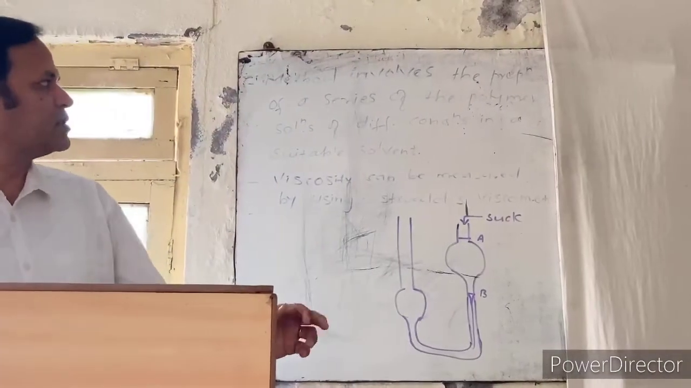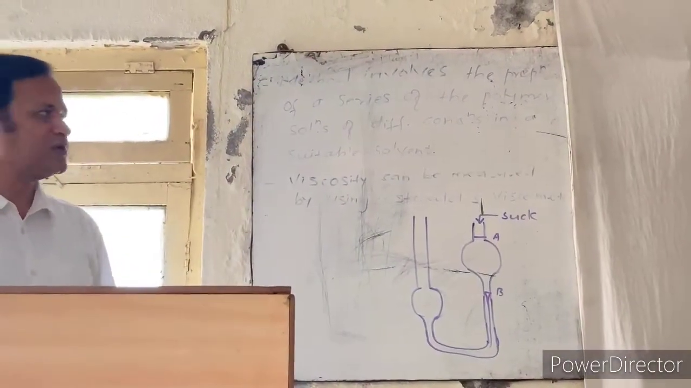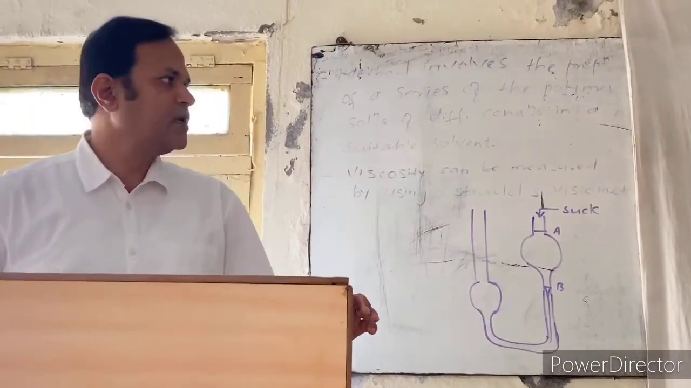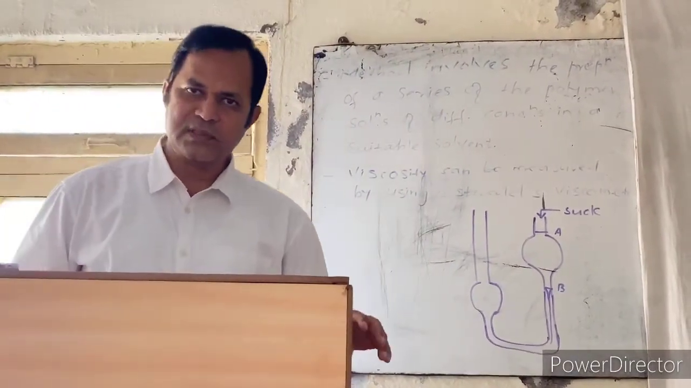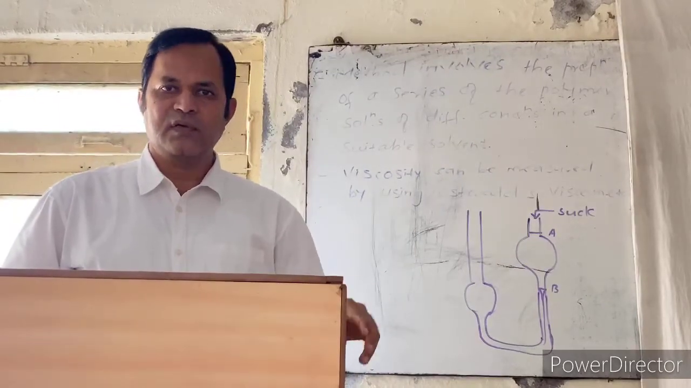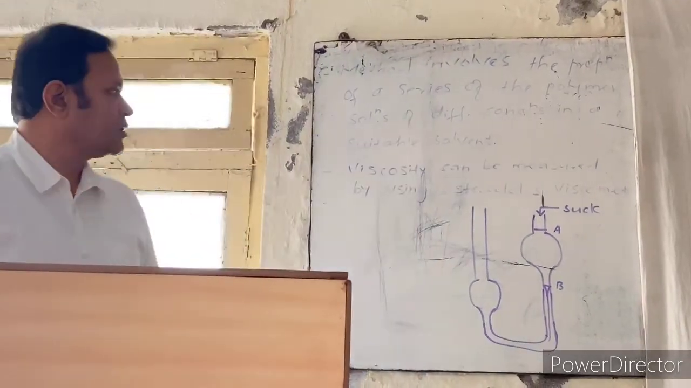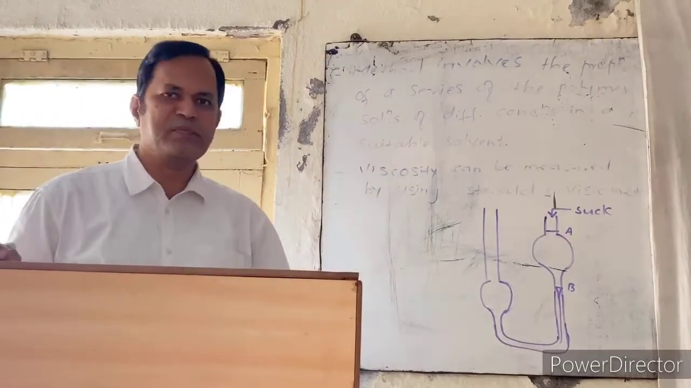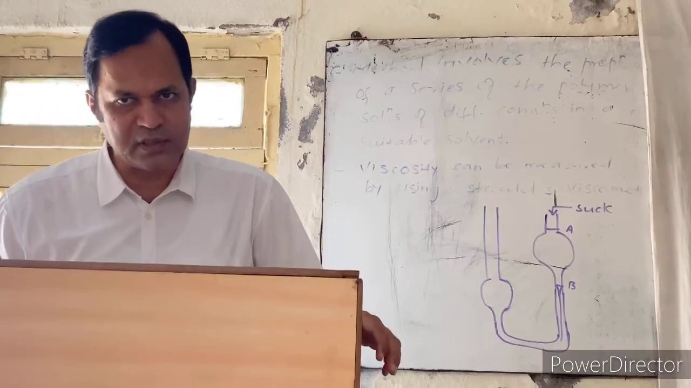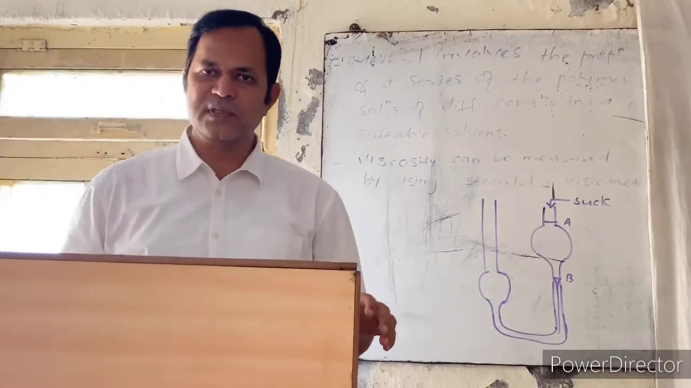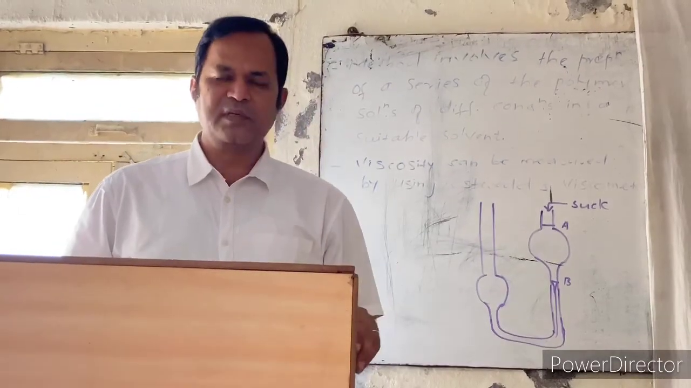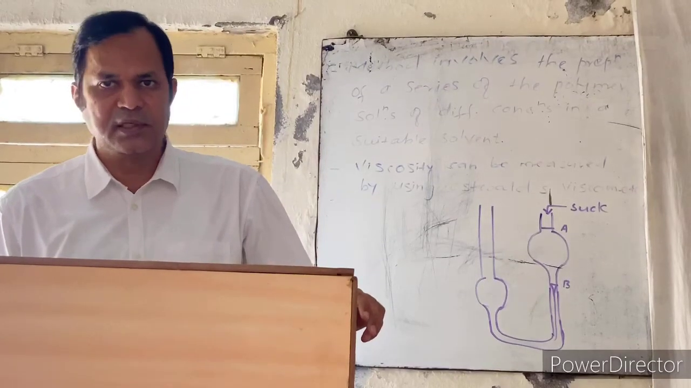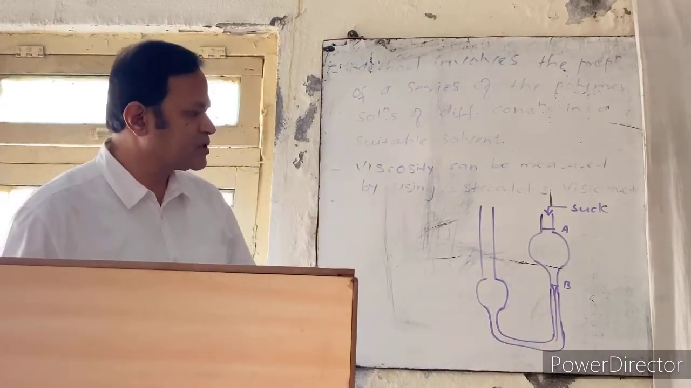The method involves the preparation of a series of polymer solutions of different concentration in a suitable solvent. After preparing the solutions, viscosity can be measured by using Ostwald's viscometer. You know how to measure the viscosity from your BSc first or second semester; you might have performed the experiment using this Ostwald's viscometer.